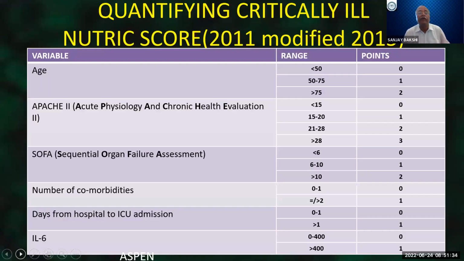You also have, recently, and that has been coming in a big way, the NUTRIC scoring of 2001, where you use age, the APACHE II, the SOFA, which is the sequential organ failure assessment, and the number of comorbidities, days from hospital to ICU admission, and also interleukin 6. These are the assessments. Okay, so that is the NUTRIC scoring. If you have a severely compromised nutrition, you have to do that.